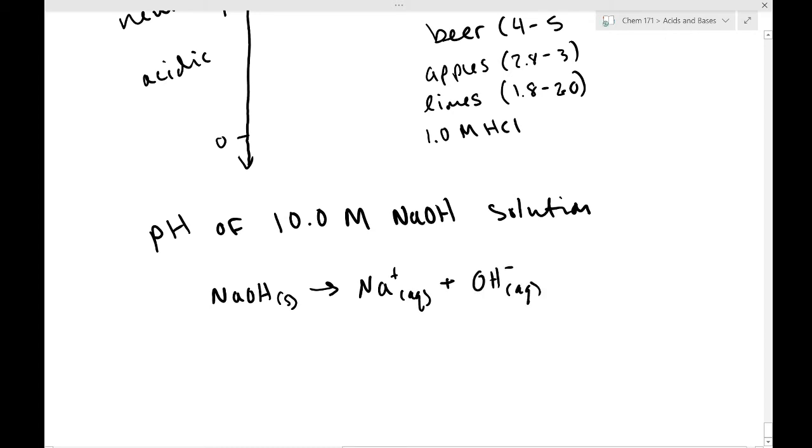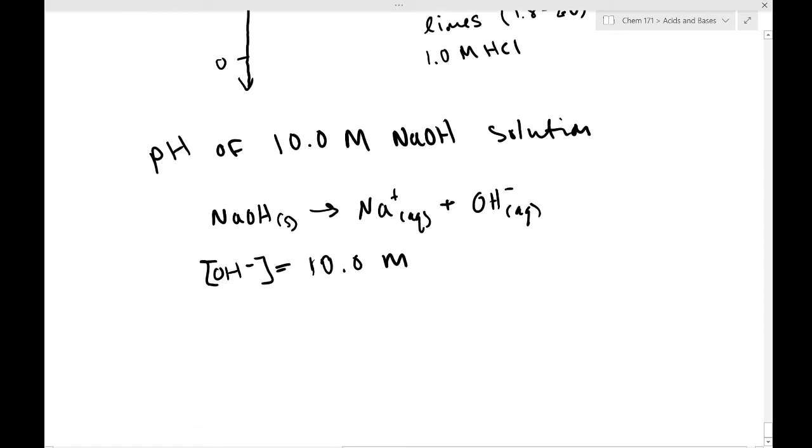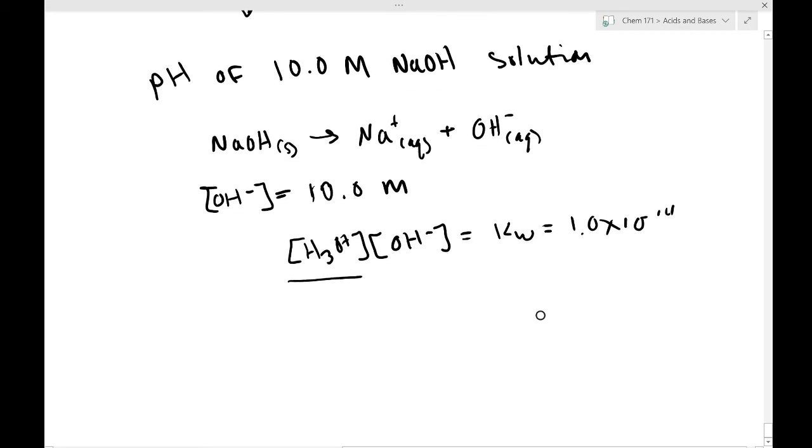Okay, when it completely dissolves into sodium and hydroxide, that means that our hydroxide concentration is equal to 10.0 molar. Now, remember that multiplying H3O plus concentration by OH minus concentration gives us Kw, which is 1.0 times 10 to the minus 14, right? So we can solve for the H3O plus concentration to calculate our pH.